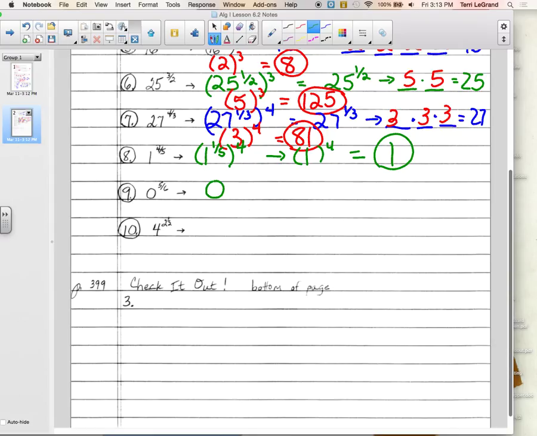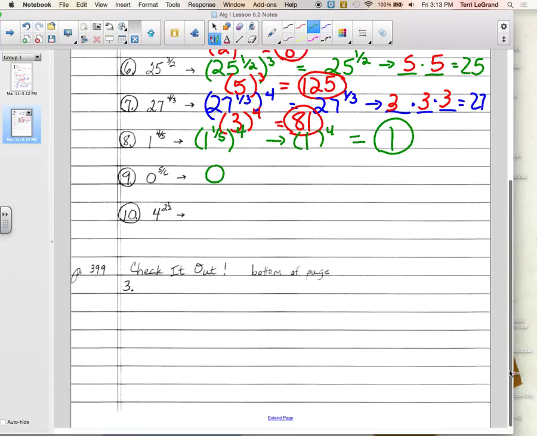What times itself 6 times is 0? 0. And 0 to the 5th power is 0, so the answer is 0. Undefined, for number 10.